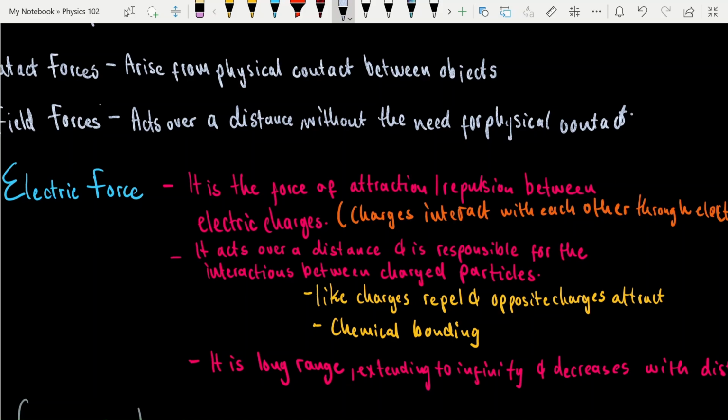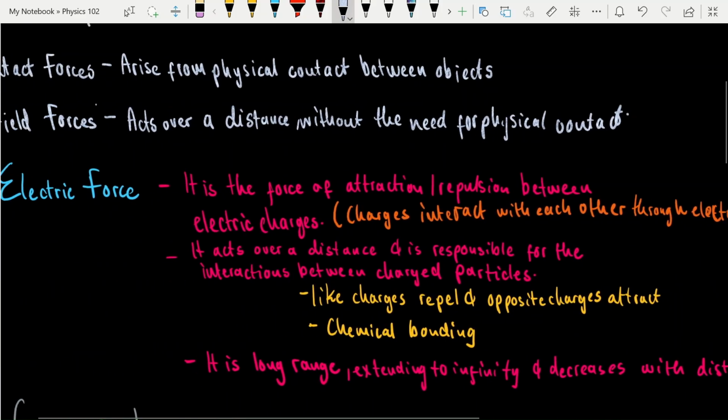So, electric force acts between charges. When we say charges, we mean charged particles. The electric force is the force that is between two charged particles. And that force is called the electric force. It can be attractive or it can be repulsive. It can pull or it can push. Charges interact with each other through electric force. That's what we've just been saying.